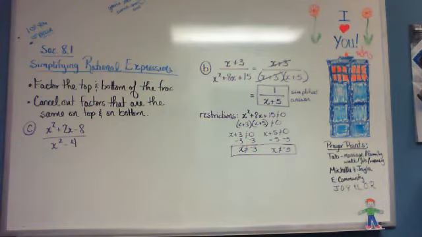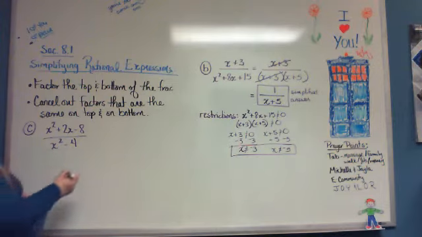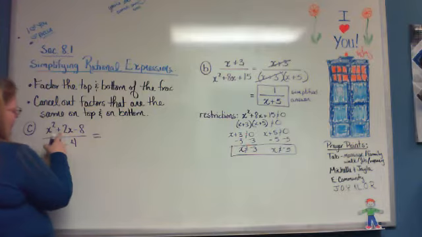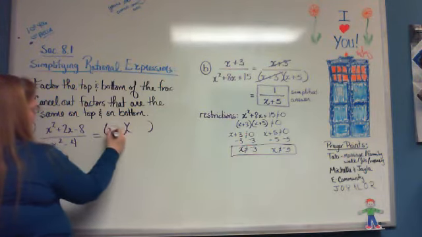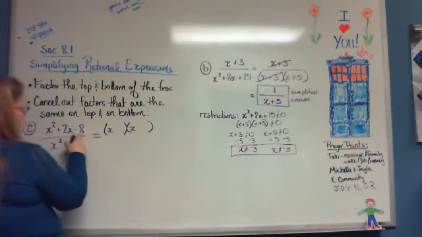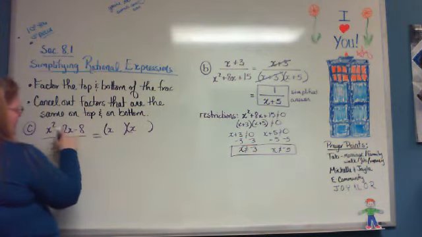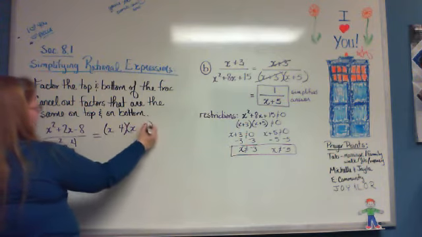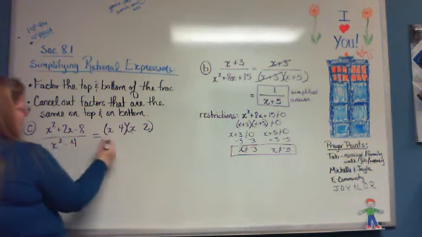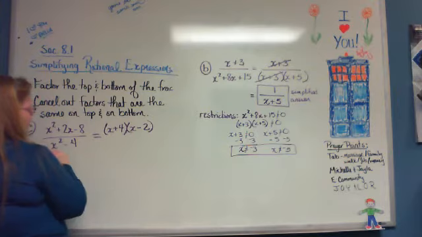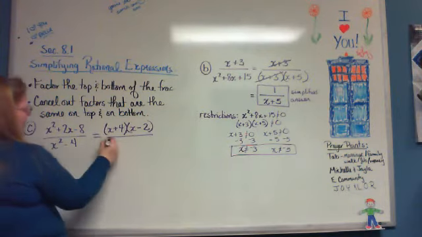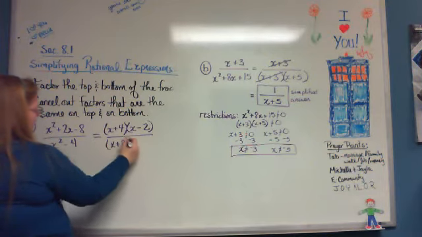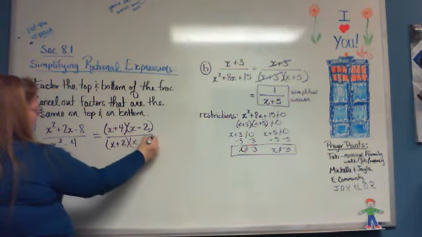Go ahead and pause it and try that one yourself. Okay? So when I factor the top out, I need two numbers that multiply to give me 8 and subtract to give me 2, or 4 and 2. My 4 has to be the plus, so my 2 is the minus. Factor the bottom out, x plus 2, x minus 2.